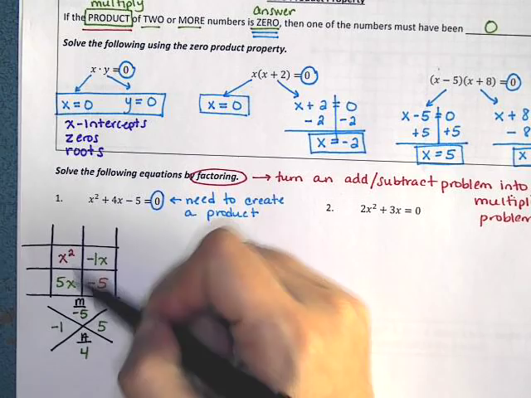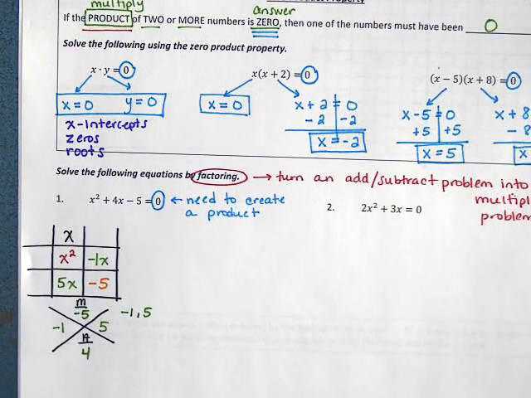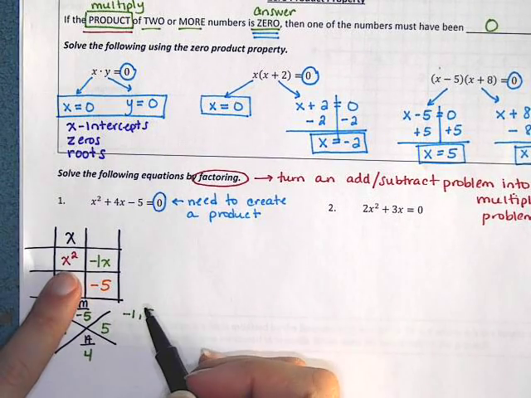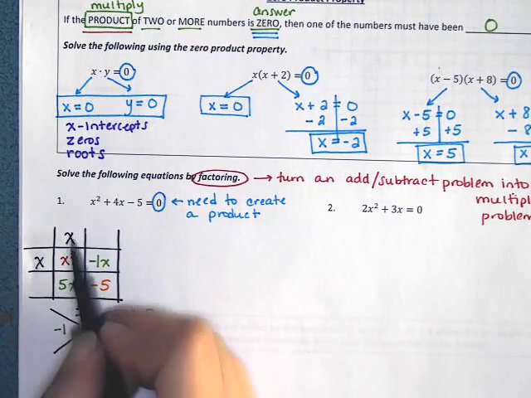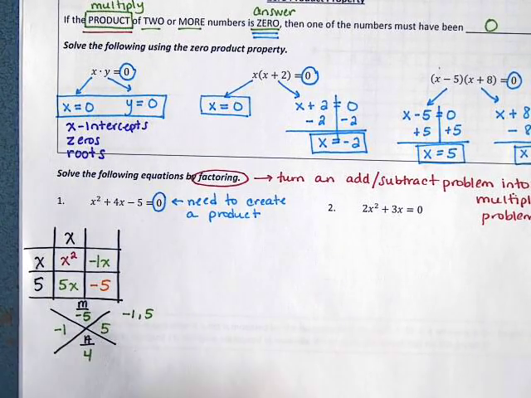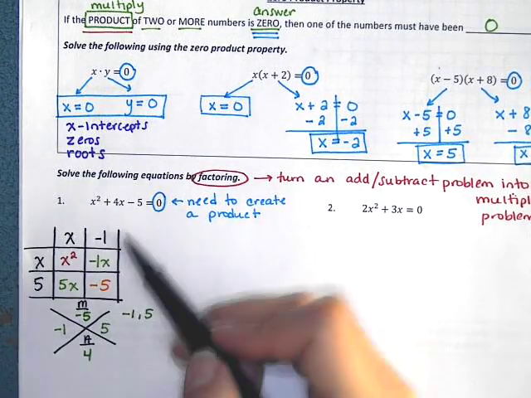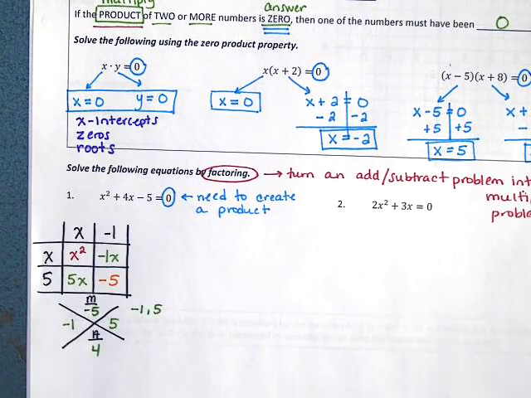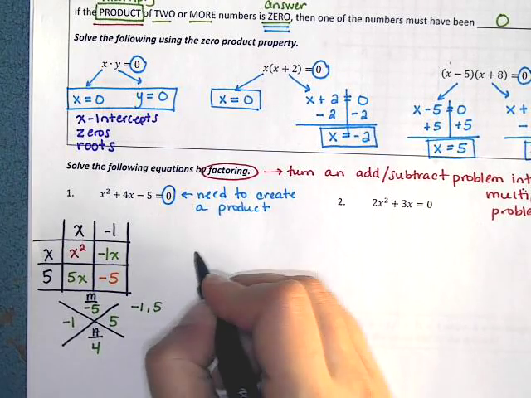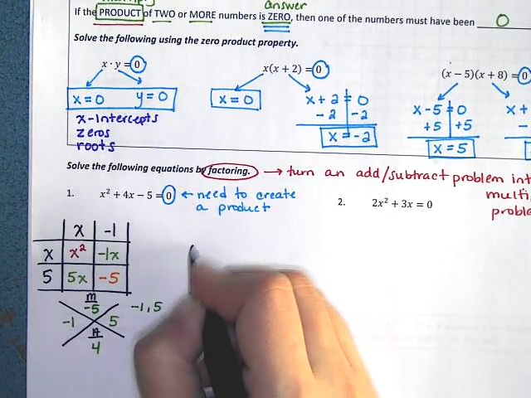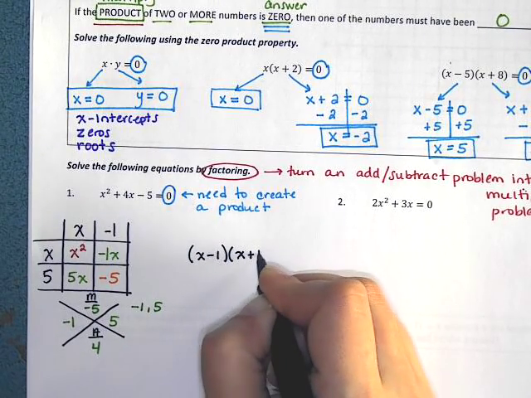So the first column, they have an x in common. And then I can fill in the rest by thinking about what's missing. So if I want to make an x squared and I have an x here, I need an x here. If I want to make a 5x and I have an x here, I need to put a 5 here. If I want to make a -1x and I have an x here, I need a -1. And I can check myself by doing -1 times 5 and seeing if I really get -5, which is what I get. So that's good. So my factored version of this equation would be x minus 1 times x plus 5.